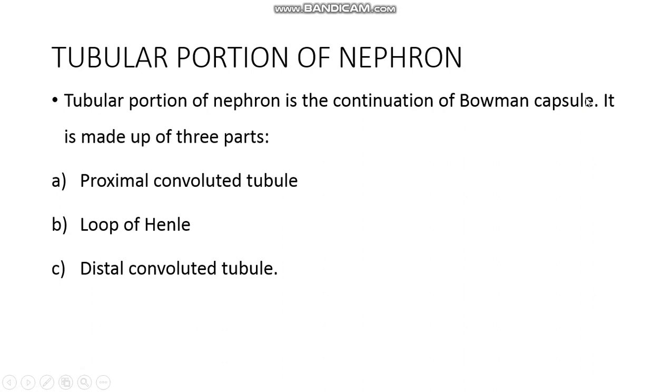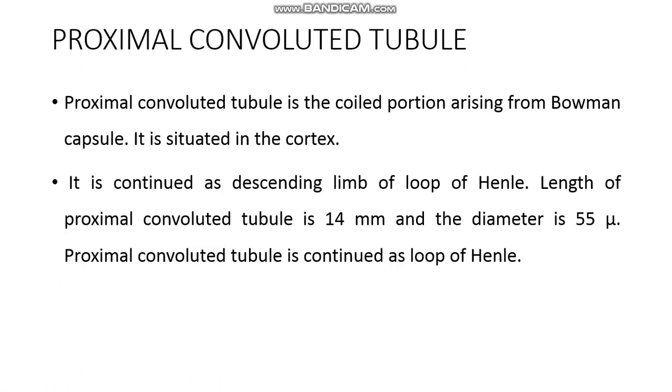The next part of the nephron is the tubular portion of the nephrons. The tubular portion of the nephron is the continuation of Bowman's capsule. The tubular portion of the nephrons consists of three parts. First, the proximal convoluted tubule, that is PCT, then the loop of Henle, and the distal convoluted tubule or DCT.